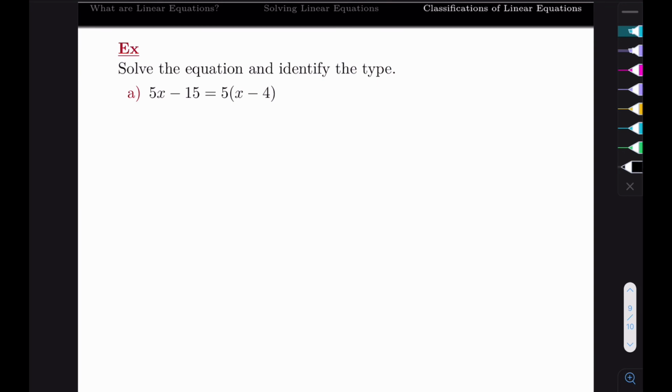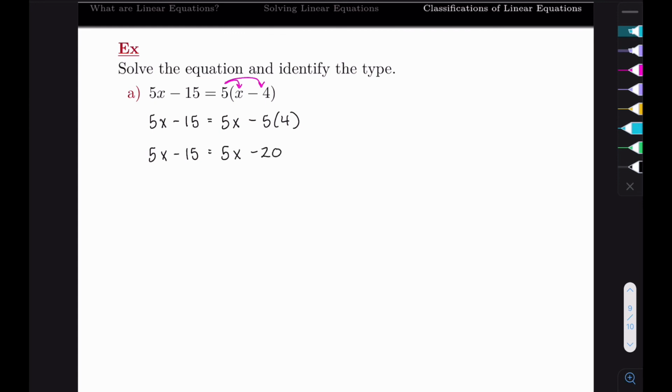So we want to solve this equation and we want to identify the type that it is. So I need to isolate my x variable, which means I've got to get rid of these parentheses. So we're going to go ahead and distribute the 5. On the left-hand side, we still have the same thing. On the right-hand side, we have 5 times x, and then 5 times negative 4. So once we distribute that, we're ending up with 5x minus 20.